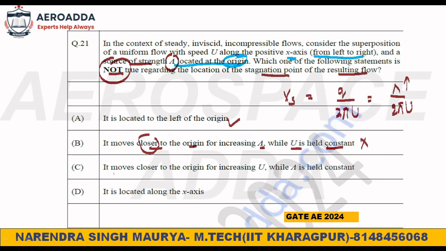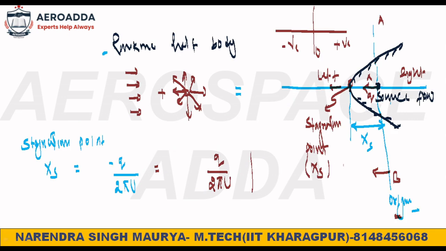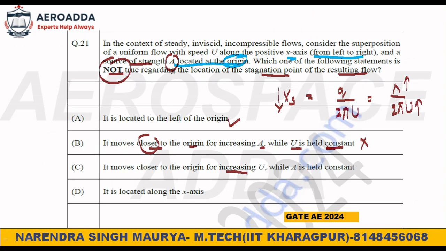Now coming to the next, it moves closer to the origin for increasing u. Now check, if you are increasing u, then your excess will be decreasing. If excess will be decreasing, means stagnation point is moving towards the origin. Yes or no? Think about it. If excess is decreasing, means stagnation point is moving towards the origin. And it says it moves closer to the origin. Yes, it moves closer to the origin.